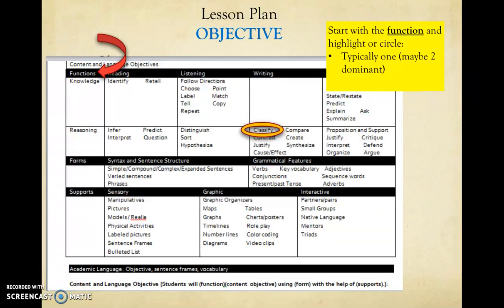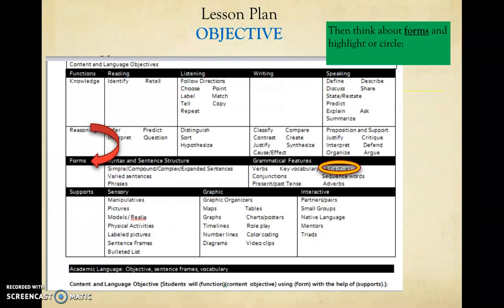So let's start with the function. Once you have written out a proficient example of what students will do, it's often very easy to figure out what the main function is. Typically, you will come up with one and possibly two dominant functions. You only want to pick one or two to make it as clear to students as possible. So narrow it based on what you believe is the most language being used. So in this example, we're going to say that the main function was classify. So once that's determined, you can either highlight that on your plan or circle it.